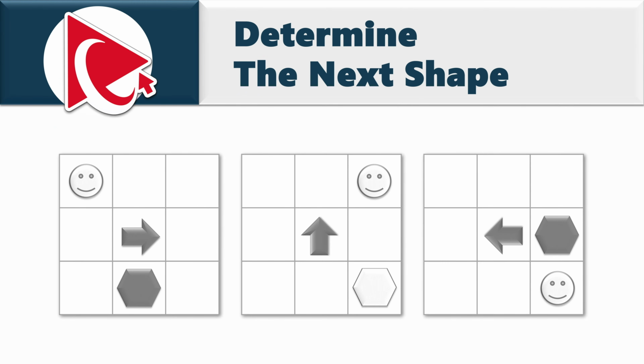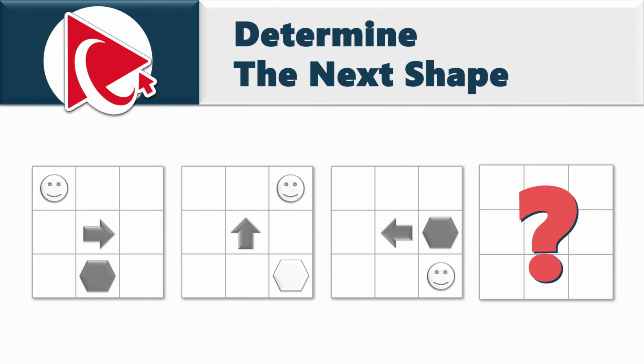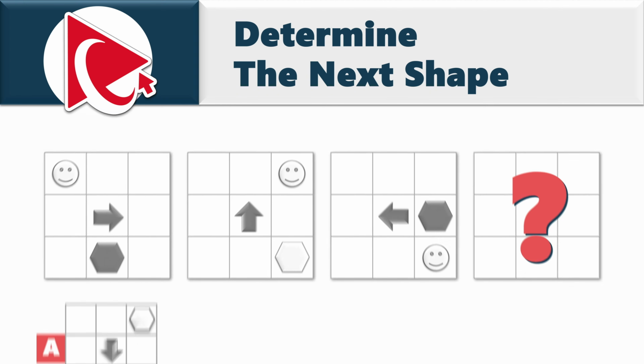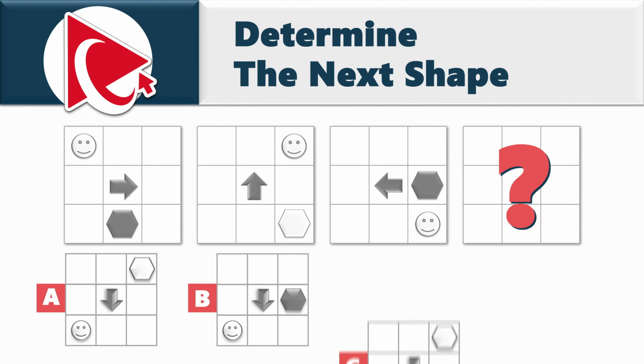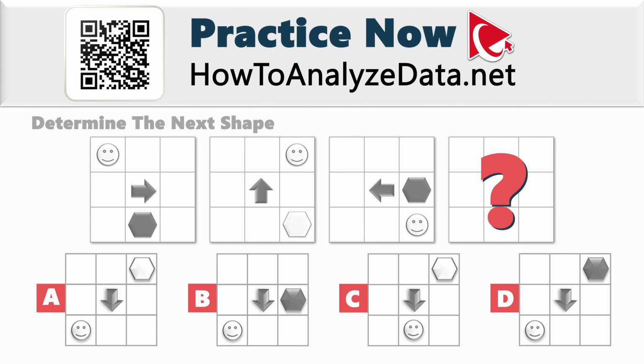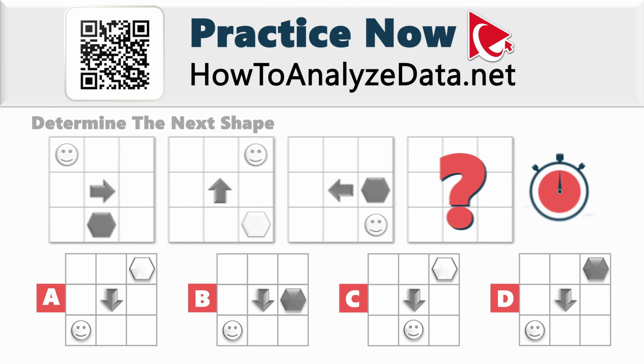Each shape has smiley face, arrow, and then hexagon. The 4th shape is missing. You need to determine which one to select, and select the 4th shape out of 4 possible choices. Choices A, B, C, and D. This question may seem daunting at first, but I know you have the skills and creativity to tackle it. Trust your abilities and let's explore all the possible solutions together. Let's tackle it as a team.